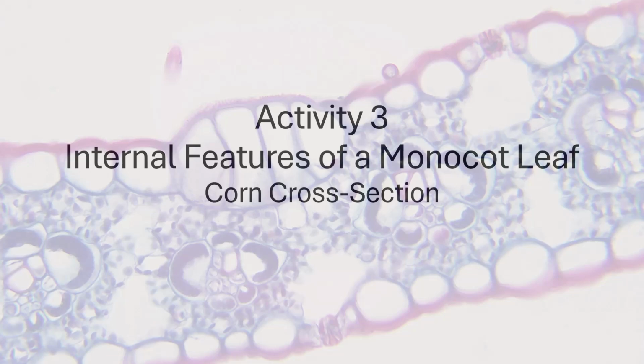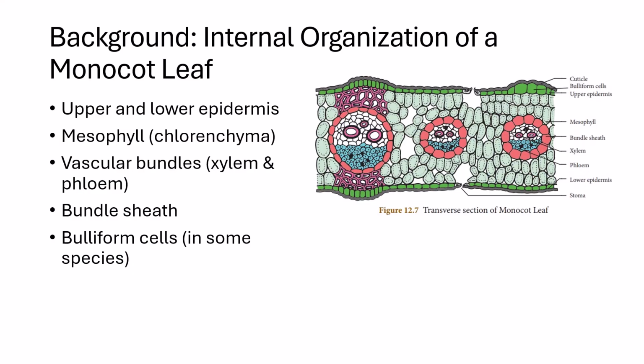In this activity, you will examine the internal structure of a monocot leaf using a prepared cross-section of corn, or maize. Externally, monocot leaves look simple and narrow, but internally, they contain highly specialized tissues organized to support photosynthesis, water transport, and protection. You will identify the epidermis, mesophyll, and vascular bundles and observe how their arrangement reflects the functional needs of the leaf. Internally, monocot leaves are composed of three major tissue systems.